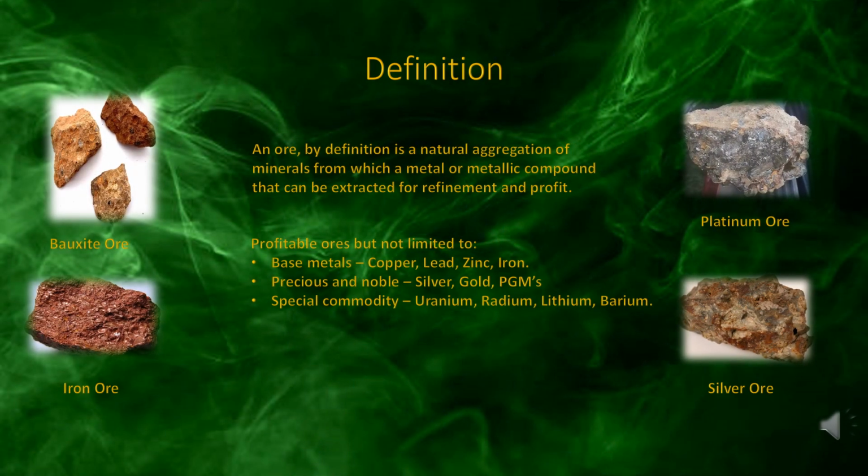As stated in the slide, an ore is a natural aggregation of minerals from which a metal or metallic compound can be extracted for refinement and profit. As for the gold miners, you appear to be interested in the gold-bearing ores only. However, for you prospectors out there, do not overlook the other valuable rocks. But not all of these deposits can be classified as an ore.